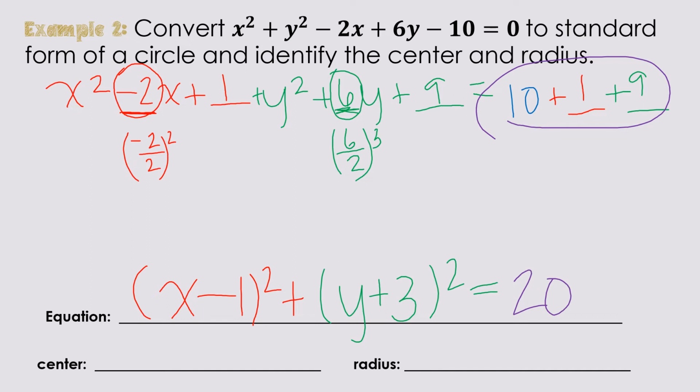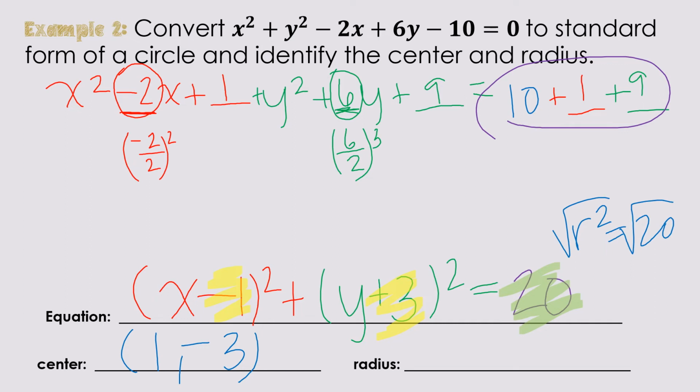To get our center, we look at the h and k values. Remember that they are the opposite. So that would be 1, negative 3. To get the radius, we look at 20, which represents r squared, so we have to take the square root of 20. The square root of 20 in exact form is 2√5, and as a decimal, that would be approximately 4.5.